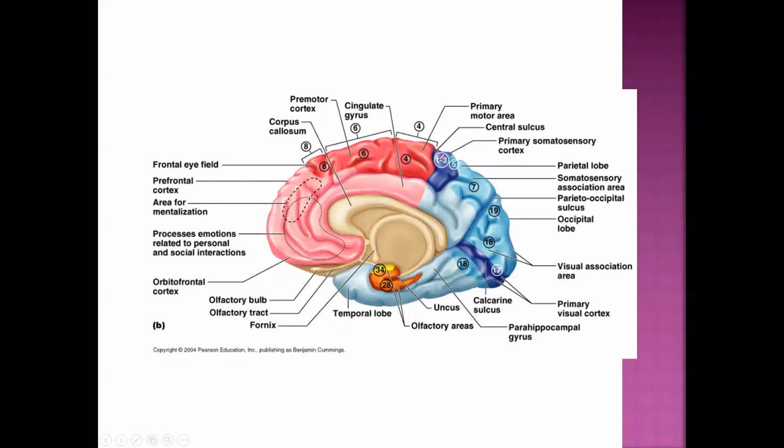So this region right here, primary somatosensory cortex, is the perception of temperature, touch, pressure, pain. Then we need to understand temperature, touch, pressure, pain. So that's this region right here. So this region right here lets you understand what temperature, touch, pressure, pain is.